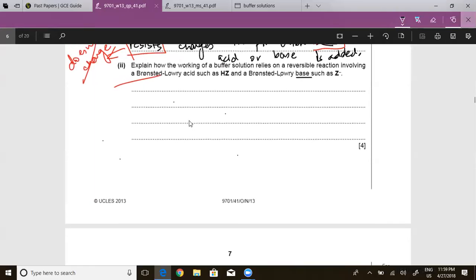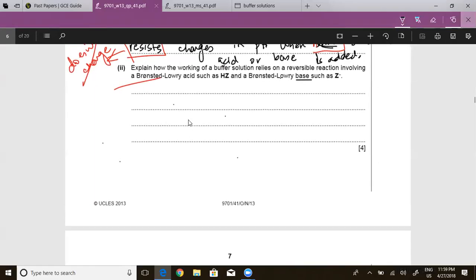Explain how the working of a buffer solution relies on the reversible reaction. So the reversible reaction is HZ plus H2O goes to Z minus plus H3O plus. Okay, so let's see what happens.